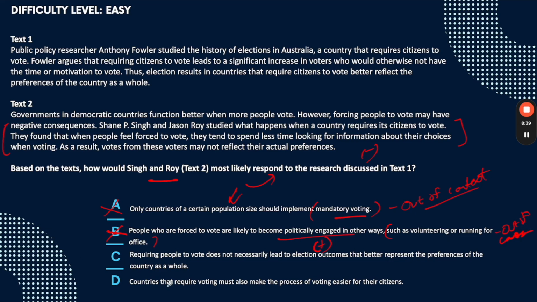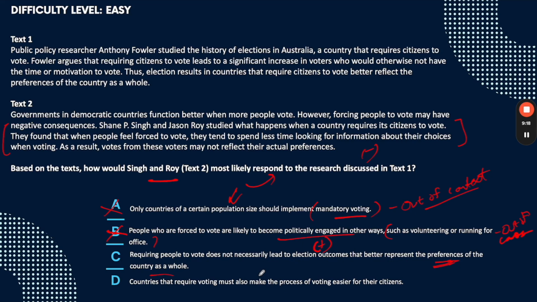Let's look at C now. Requiring people to vote does not necessarily lead to election outcomes that better represent the preferences of the country as a whole. So this is what Singh and Roy would say, that when you're requiring people to vote or making it a mandatory task for them, it's not necessary that you will know the preferences of the country as a whole, right? It's not necessary that you will know this information because they are forced to vote. They are just voting for the sake of it. Correct? And this is exactly what we found when we read text 1 and text 2, and this is exactly what the relationship is between text 1 and text 2.